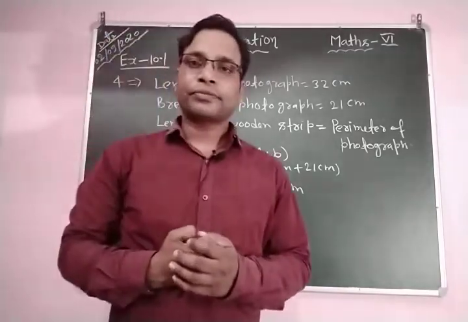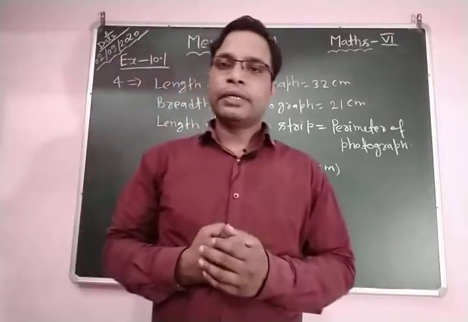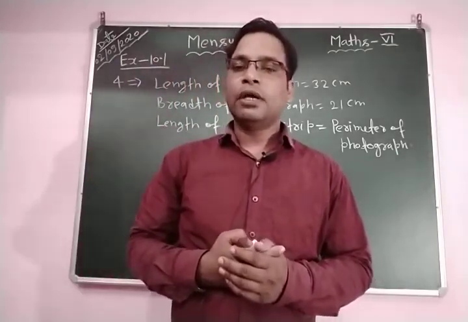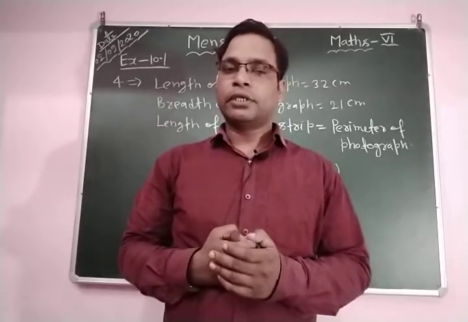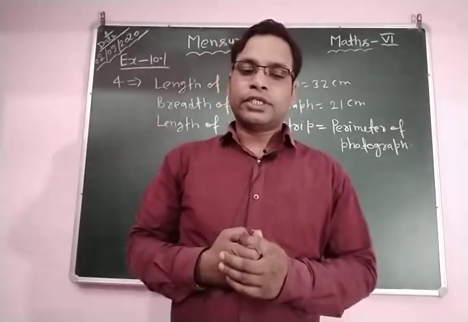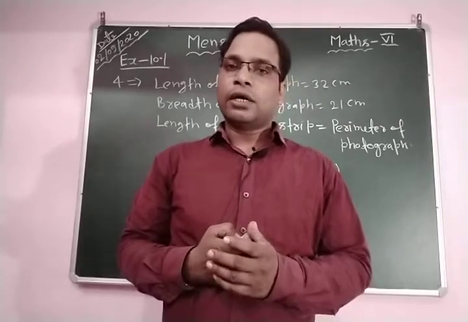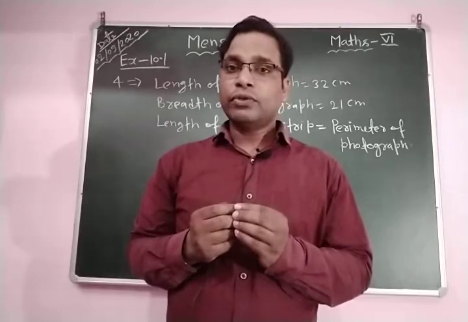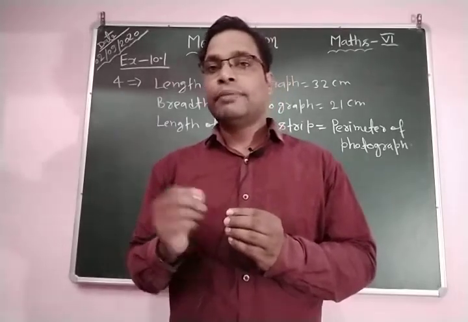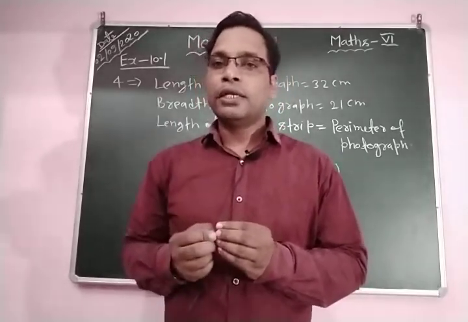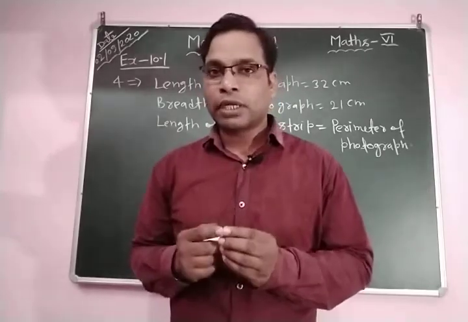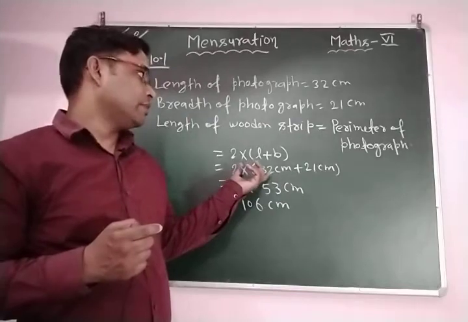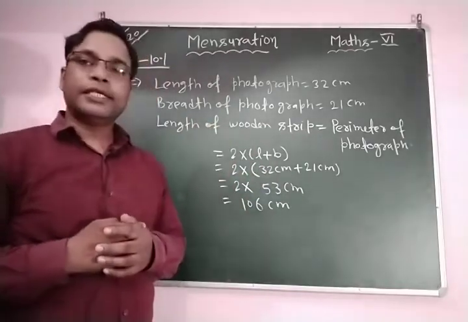In this question, the length of the photograph is 32 centimeters and the breadth of the photograph is 21 centimeters. We need to find the wooden strip required to frame this photograph. So the length of wooden strip required is equal to the perimeter of the photograph, and the length and breadth of the photograph are given here. So we find the perimeter of the photograph. This is equal to the length of wooden strip required.